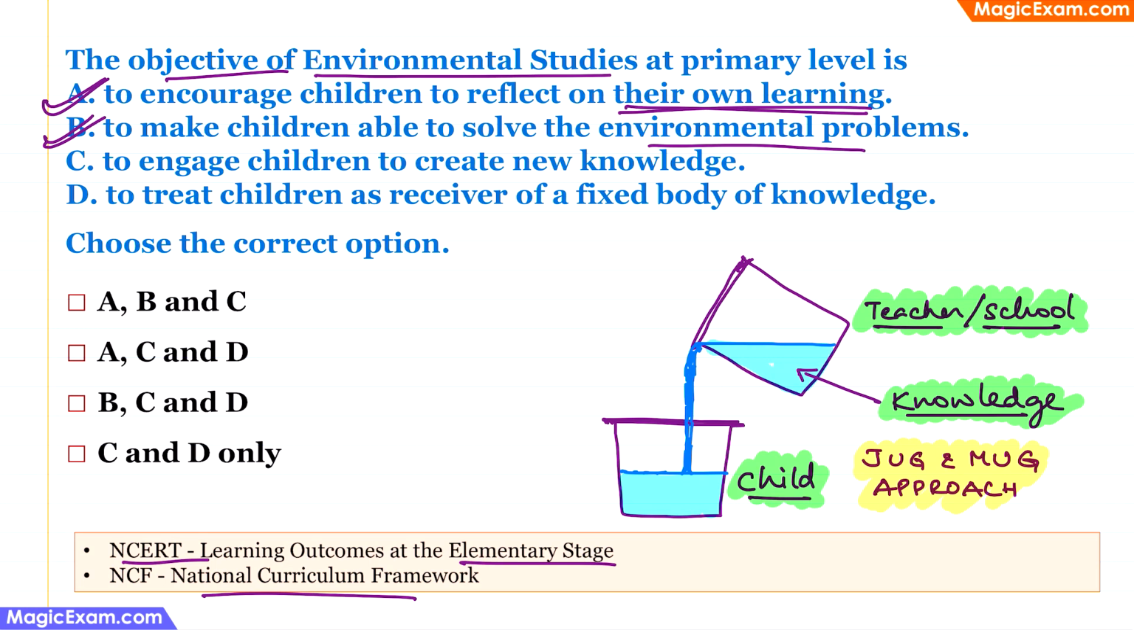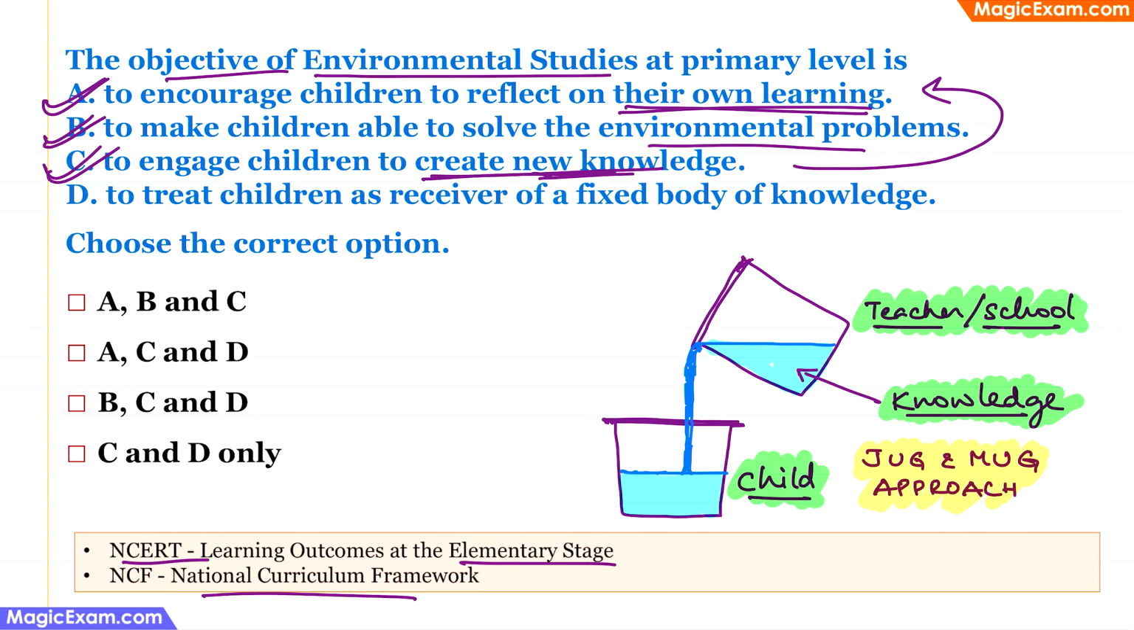Next, to engage children to create new knowledge. This is also a correct statement and this is what is being mentioned in statement A as well, saying that children get some information from the school, from their teachers, from the textbook, from their parents and from the community, and they put together all these bits and pieces of information and they create their own new knowledge. Therefore, this is also correct.